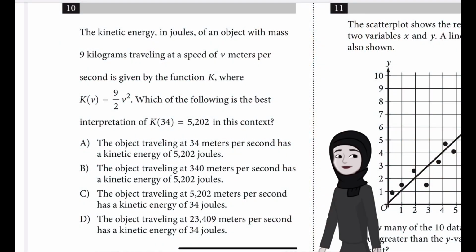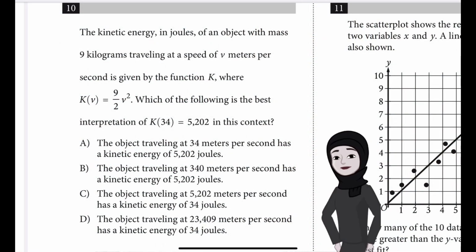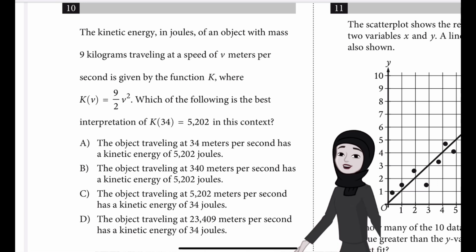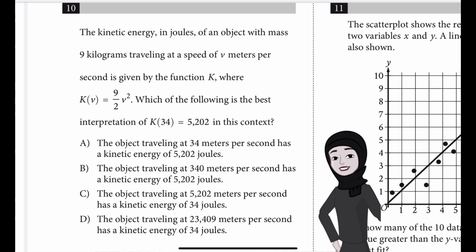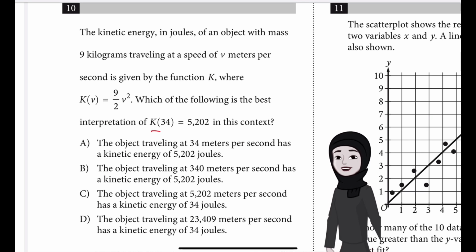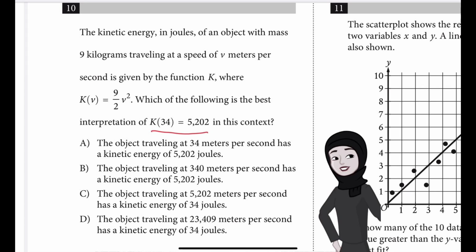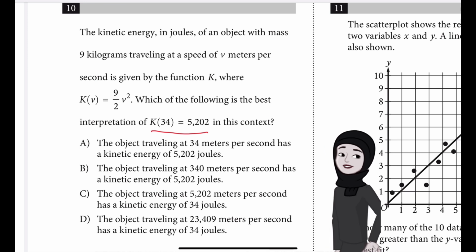Question number 10. The kinetic energy in joules of an object with mass 9 kilograms traveling at a speed of v meters per second is given by the function K, where K of v is equal to 9 by 2 v square. So which of the following is the best interpretation of K of 34 is equal to 5202 in this context? So what is given?